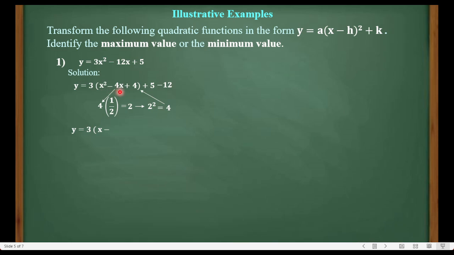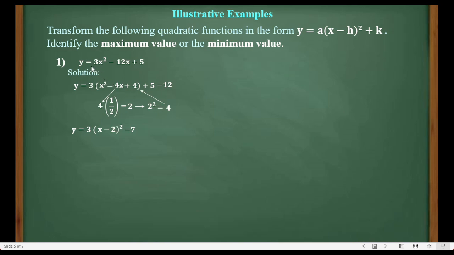So since this expression is now a perfect square trinomial, this can now be expressed as the square of the binomial. Ayun. Then square. Okay. Ito na yun, no? The factored form. Then 5 minus 12 will give us what? Minus 7. And at this point, this is now the new form of this original equation, and this is what we call the vertex form.